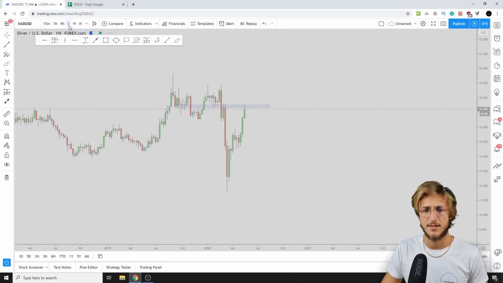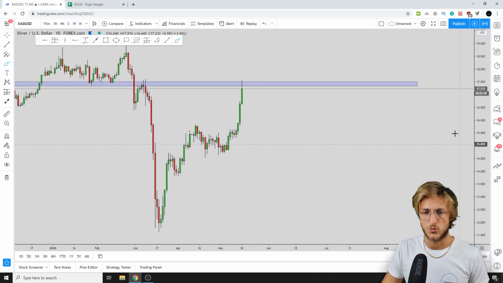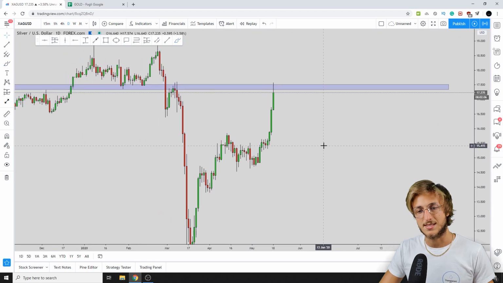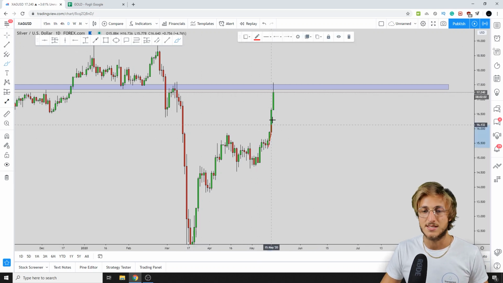Now on the daily time frame, what kind of situation do we have? On the daily, we can see that silver has been exploding to the upside, creating this very strong impulse to the upside, approaching this resistance.